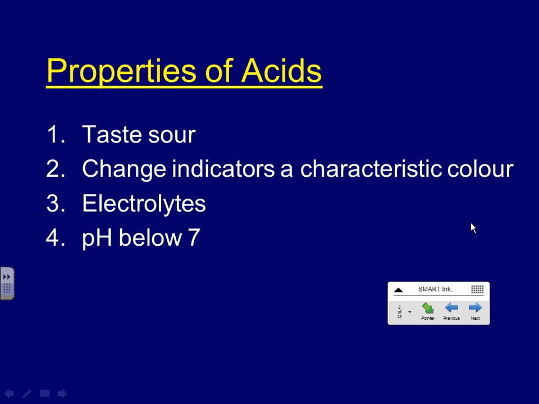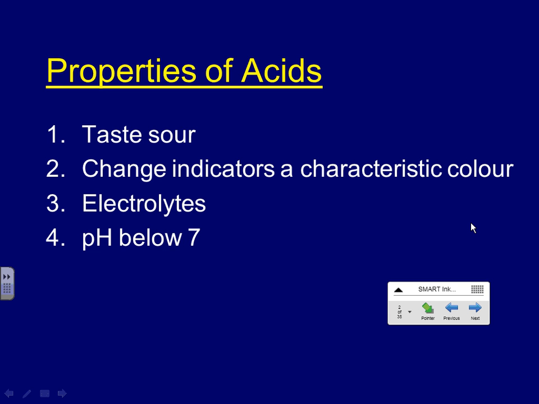Same with pH paper. It's simply indicators that have been soaked into that paper. And indicators have certain colors in acids and certain colors in bases. They're all electrolytes, all right? Remember, electrolytes means they will conduct electricity.